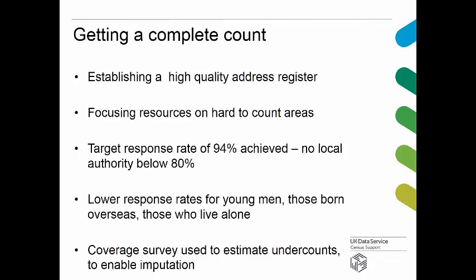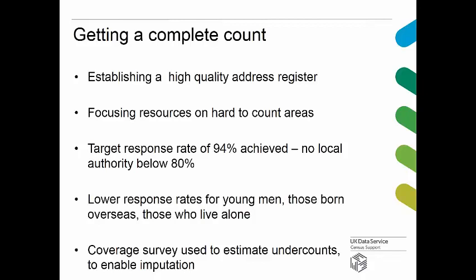Okay, so in order to get a complete count in the census, they always want to get as complete a count as possible, it was necessary to establish a good quality address register. Since the forms were sent out, you want to make sure they're going to where people actually live. And this was done with a lot of cooperation with local authorities and other organisations, because what you don't want to happen is to have an outdated list of addresses for certain areas.